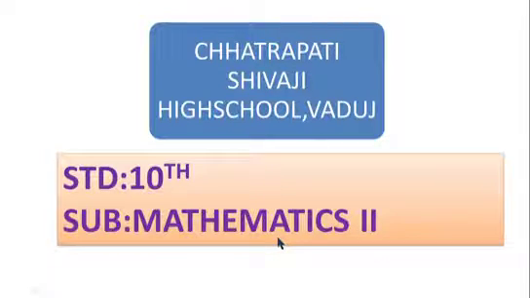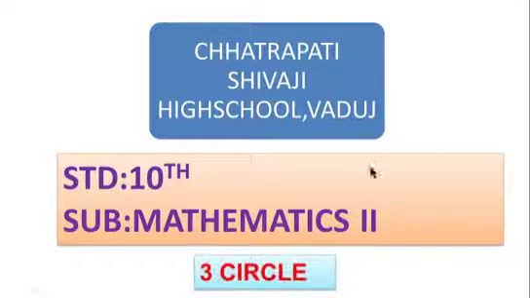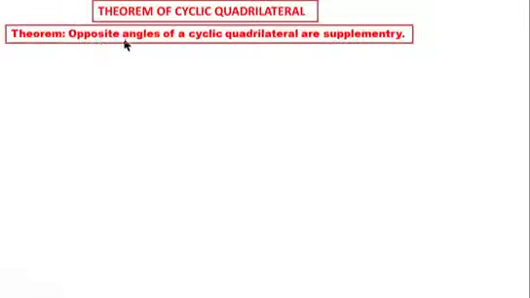In mathematics part 2 we will study the next part of chapter 3, circle. Here, theorem of cyclic quadrilateral. Theorem: opposite angles of a cyclic quadrilateral are supplementary.